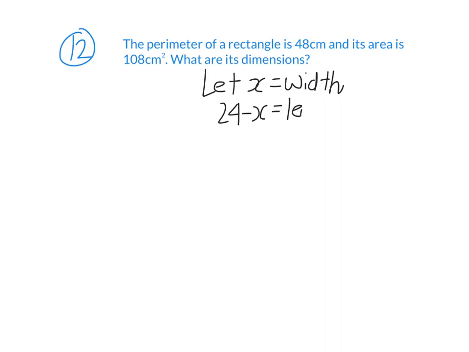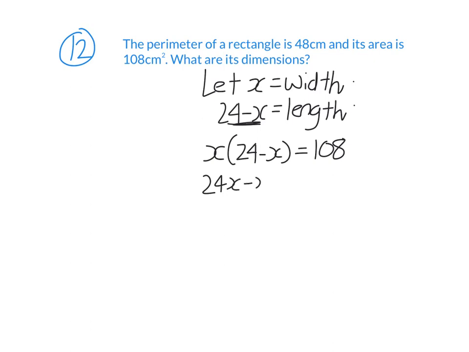We don't want to introduce another pronumeral and let the length equal y. We write it in terms of x. So the width plus the length adds to 24. So the area of this rectangle will be width times length, and that equals 108. So once again, we're going to expand the brackets. Now we need to get one side equal to 0.